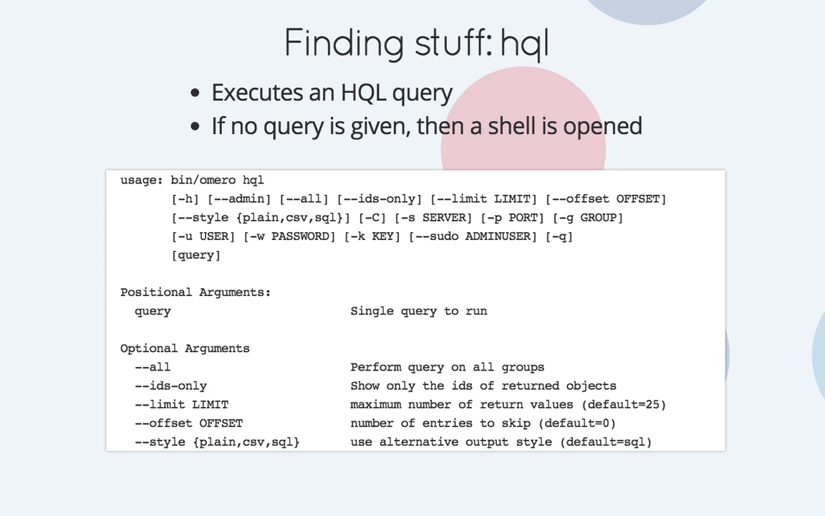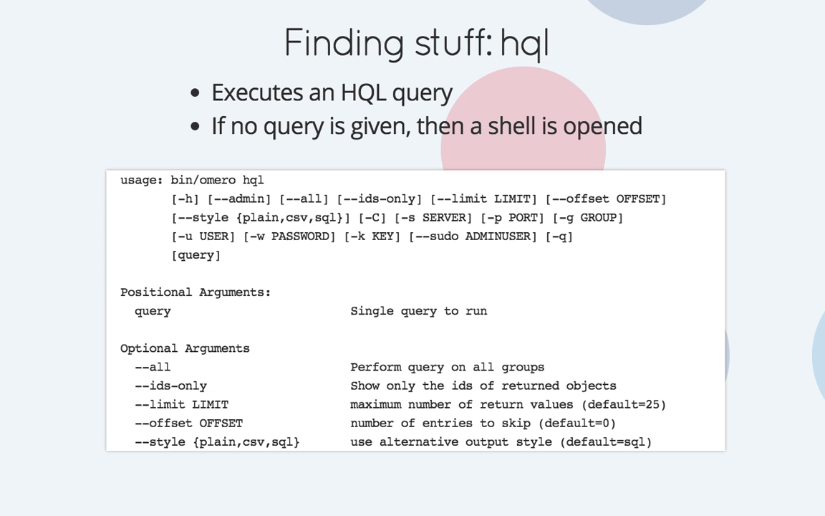HQL allows you to execute an HQL query. HQL is the Hibernate query language. It's very similar to SQL but a little bit different because it's dealing with objects within our system. It's mapping essentially the database to the objects. You can find examples within our documentation, and if you know SQL you shouldn't have too much difficulty, but as I say, there are a few little differences in there.